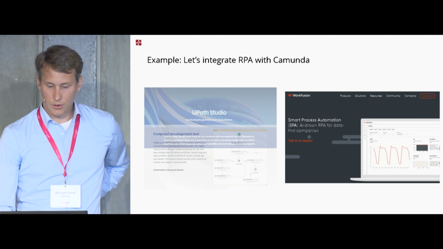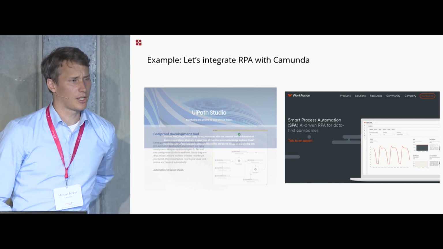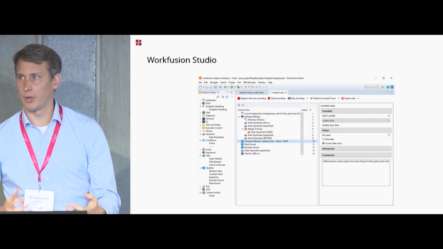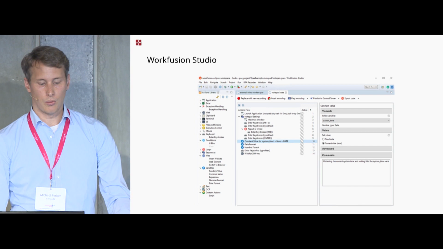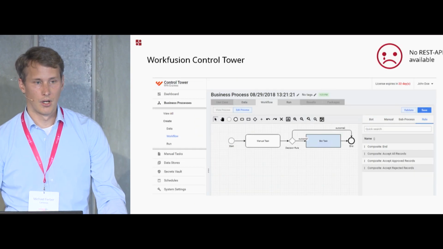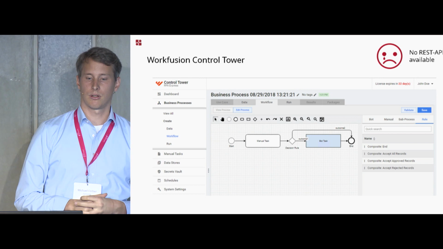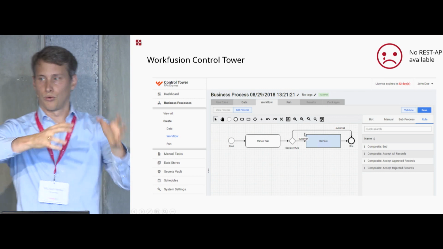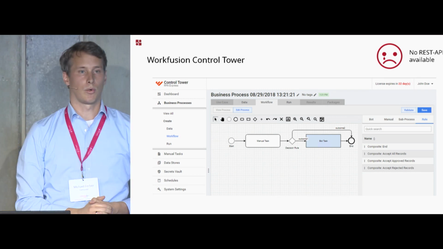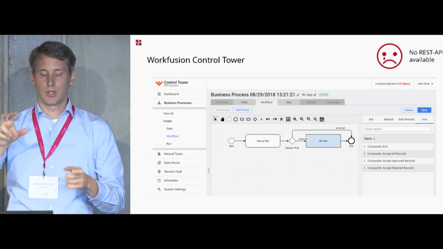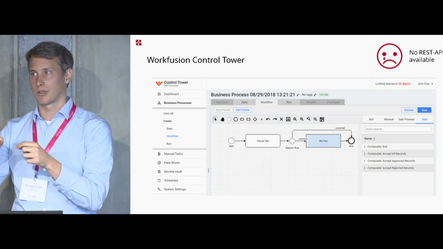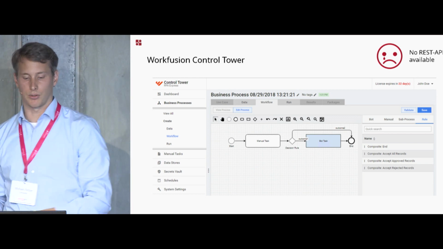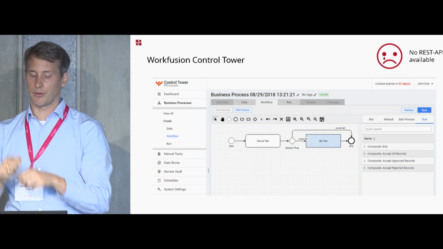Then let's also have a look at WorkFusion. And that works quite similarly. They also have a studio where you can define your flows. It's called WorkFusion Studio. They also have a control center that is called WorkFusion Control Tower, where you can also orchestrate robots in specific roles. What is important to understand is you can only orchestrate manual tasks and robots. So you cannot orchestrate API calls, for example, like Camunda does. So it's really focused on robots and orchestrating them.